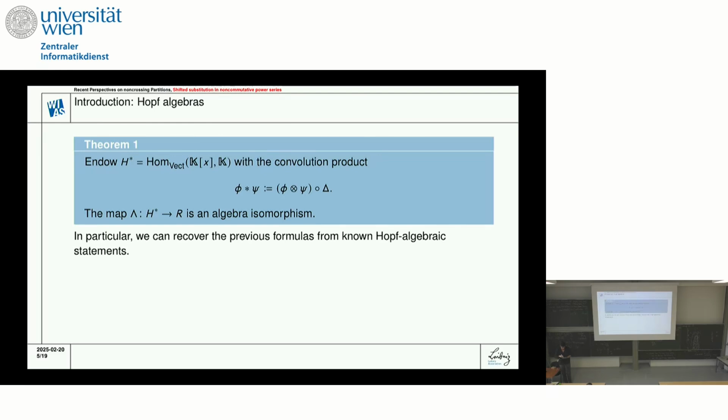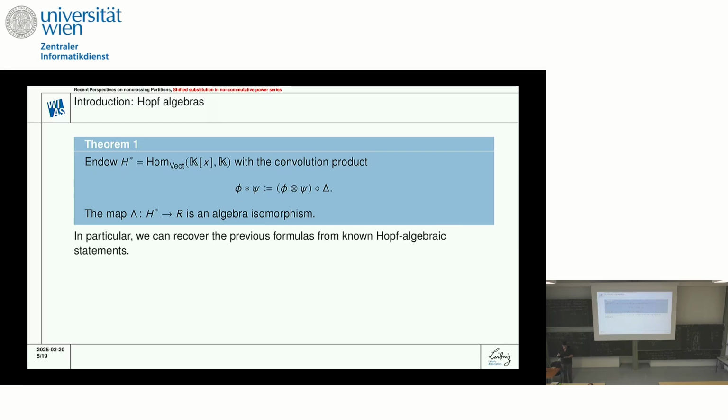And as has also been mentioned before, we can turn its dual space, H star, into an algebra by using the convolution product, which means I insert a monomial here, I split it according to the previous rule, then I evaluate each map on each factor of the tensor product, then I take the multiplication in the field. This gives me a new linear map, which is just the product of phi and psi.